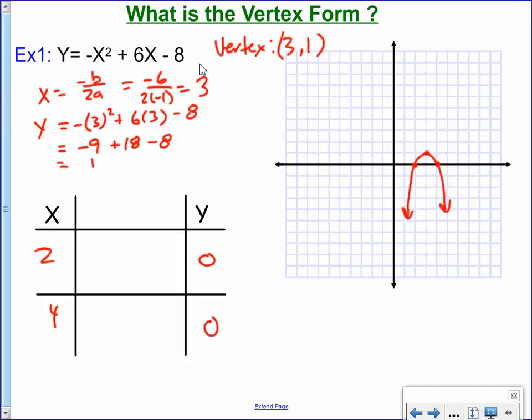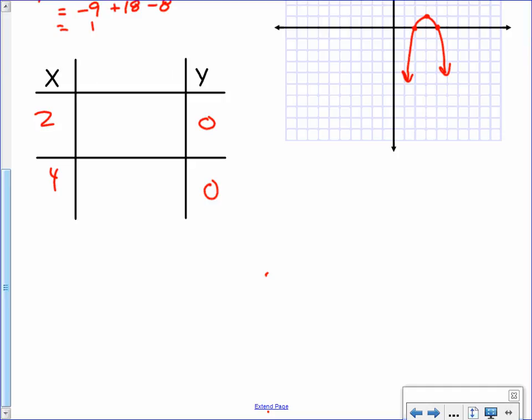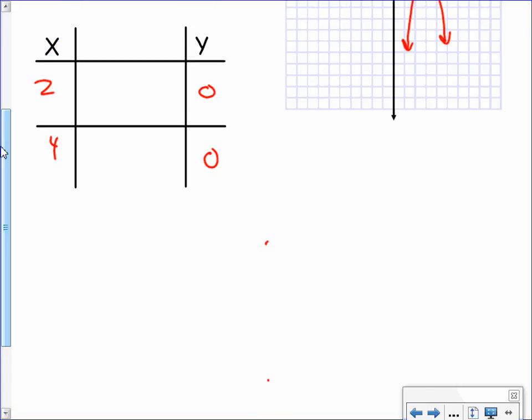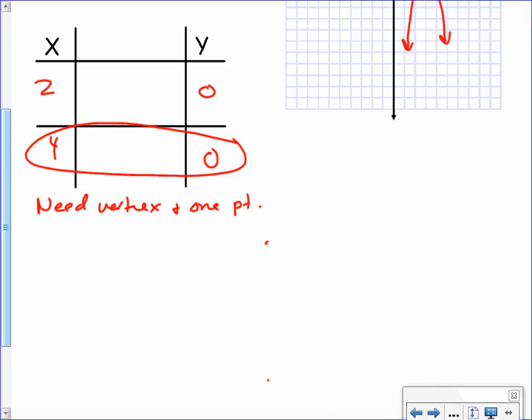So, pick a point. We have 2 points. You like the 4, 0? I like the 4, 0. To write the equation, you only need the vertex and 1 point. So that's a good enough point, right? So we'll use 4, 0.